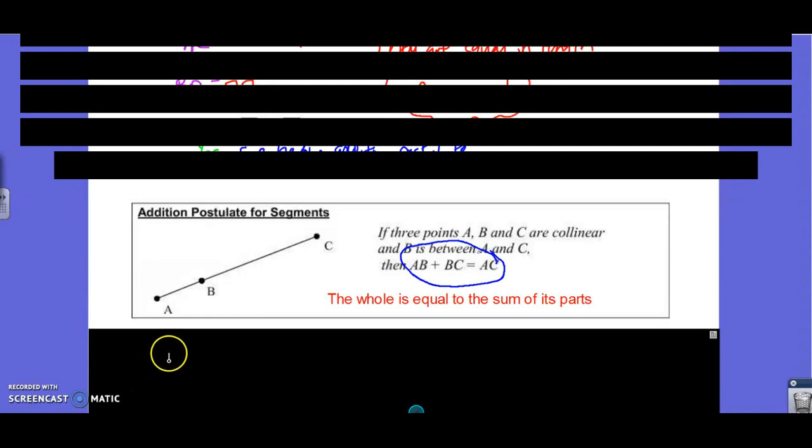There's a lot of math definitions there. So if 3 points, A, B, and C are collinear, as they are in this picture, and B is between A and C, then AB plus BC must equal AC. The way I always remember it is that the whole is equal to the sum of its parts. It's really straightforward. If AB is 2 and BC is 5, then guess what the whole thing has to be? It has to be 7. So that's the addition postulate for segments.